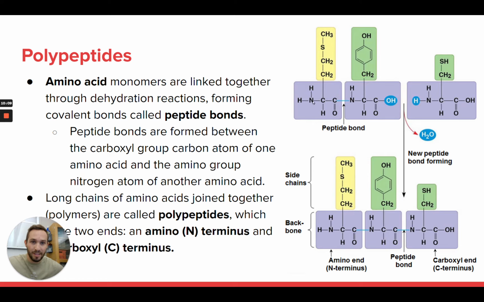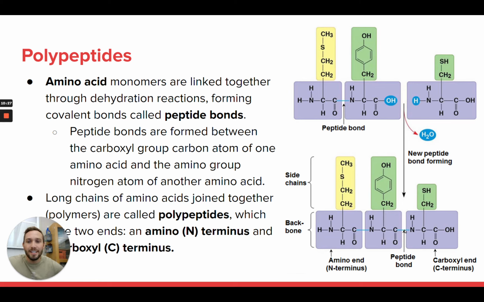Some students confuse it with this bond right here. This is a bond between carbon and nitrogen, just like the peptide bond. But this is just the central carbon attached to the amino group in the same amino acid. And so that's a covalent bond, but that's not what we call a peptide bond. This is a peptide bond, right here and right here.